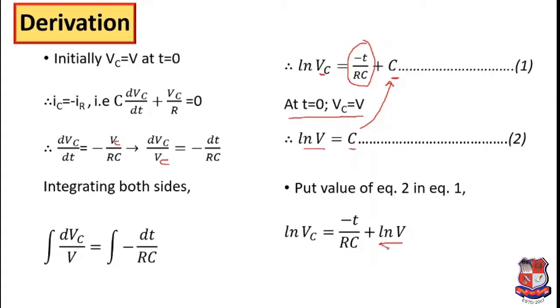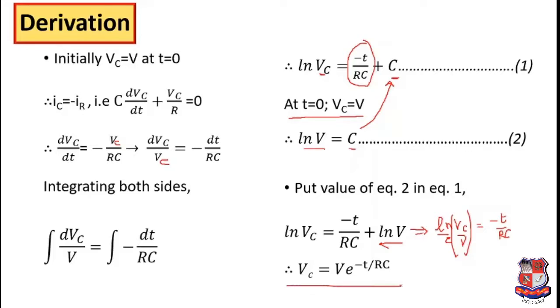Now you take this ln on the opposite side, so you will get ln Vc upon V, and this will be equal to minus t by RC. You know that this ln is having base e. When you take this ln on the opposite side, you will get Vc equal to V times e raised to minus t by RC. This is the derivation for capacitor voltage during discharging case.